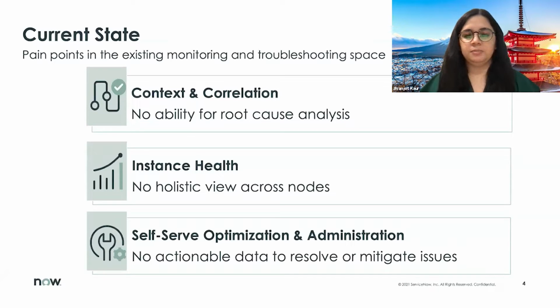You have to go to multiple places to check logs, transactions, statuses, and you have to manually figure out context and correlation between, say, for example, an instance activity like an upgrade or an application install and any performance issues that resulted from it. The platform also doesn't provide a holistic view of the health and performance of all the instance nodes in one place. And lastly, any optimization and resolution is quite manual.